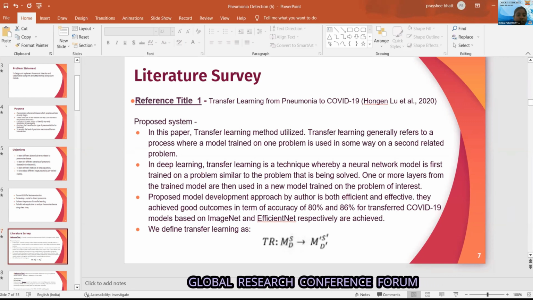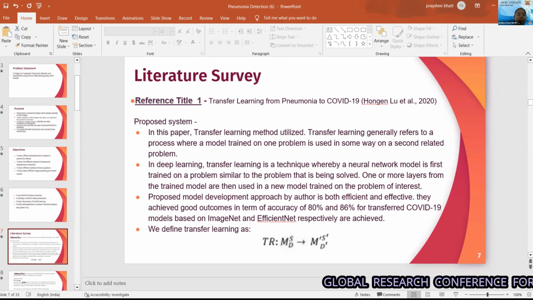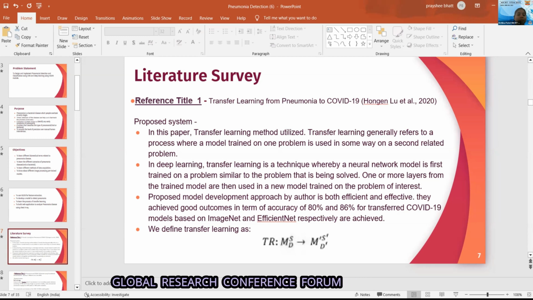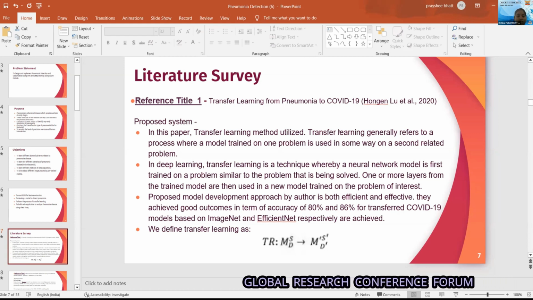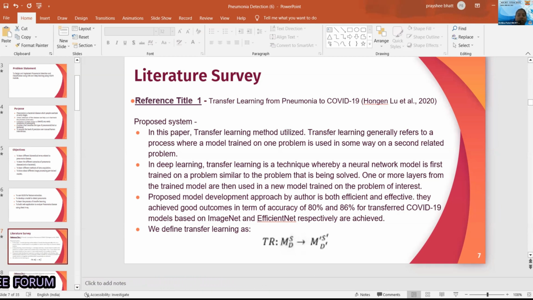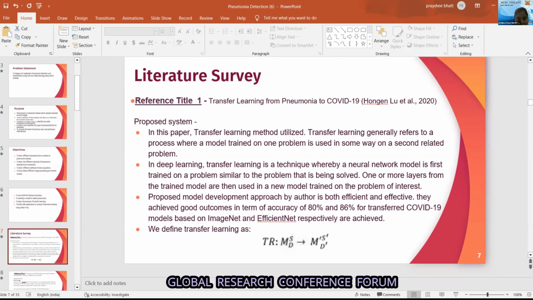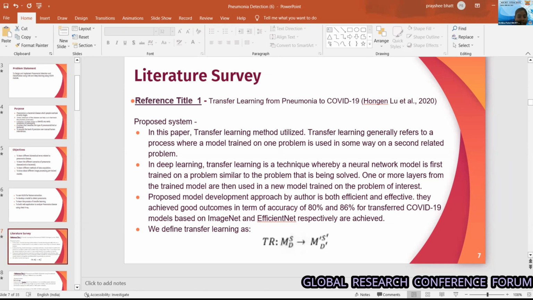At that time this paper was published, and in it we studied the transfer learning method, which is usually a process where a model is trained on one problem and then used on another, to detect pneumonia, and by using pneumonia detection we can detect COVID-19 also. This method is in deep learning. It is a technique where a neural network model is first trained on a problem similar to the problem being solved. In this problem, there is 80% accuracy, and 86% accuracy for the transferred COVID-19 models.